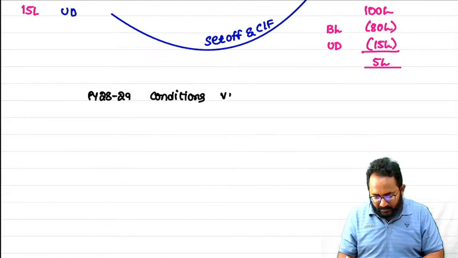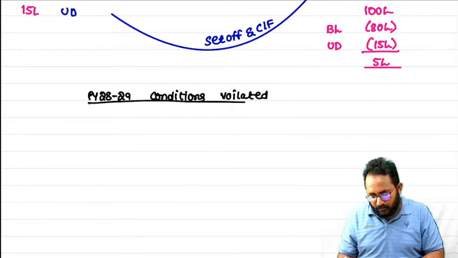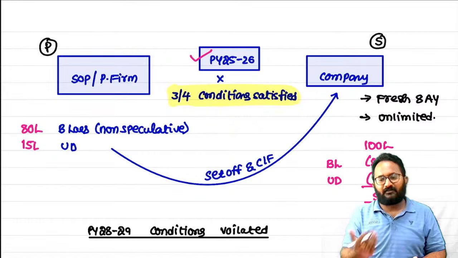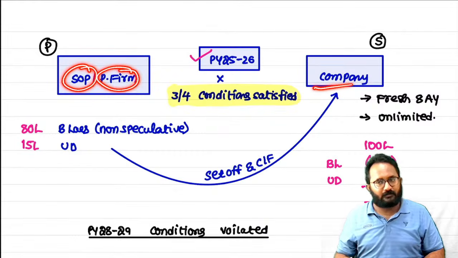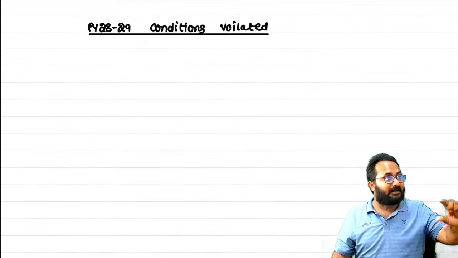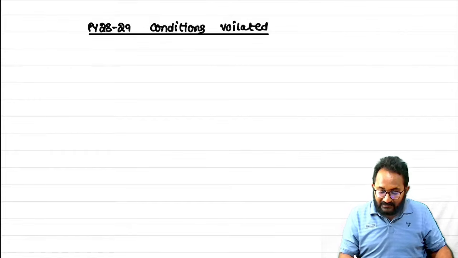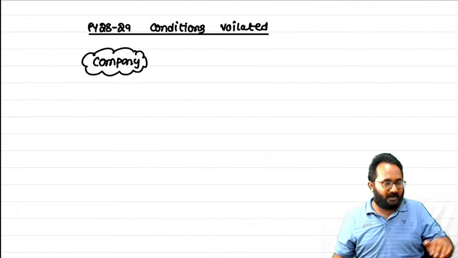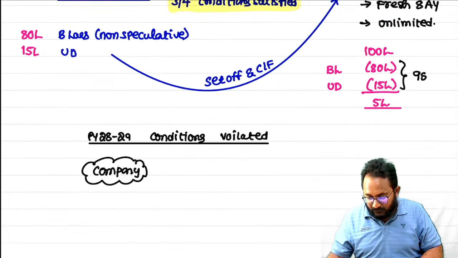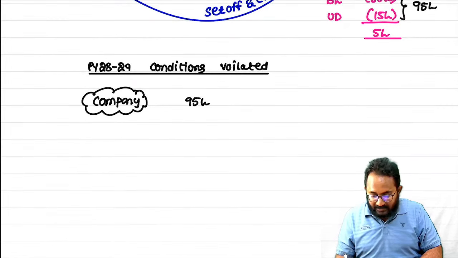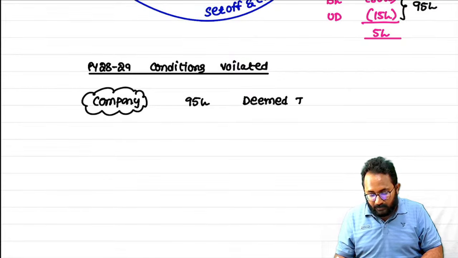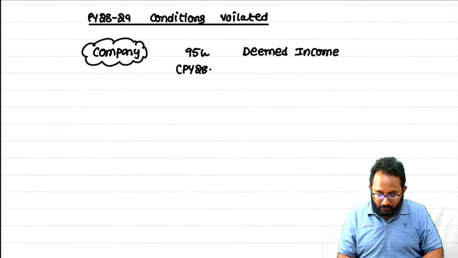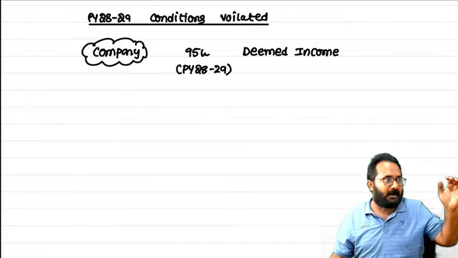Can you tell me one example of conditions violated? They are required to hold the shareholding in the company for how many years? 5 years. If they transfer their shares, that means the sole proprietor transferred, partners also transfer. If the conditions are violated, whatever benefit you took in earlier years, now in the hands of the company. Who took that benefit earlier? Company only set off the losses. How much benefit did they take entirely? 95 lakh. Now this 95 lakh will be treated as deemed income in the year of violation, that is in the previous year 28-29. Understood, all of you?